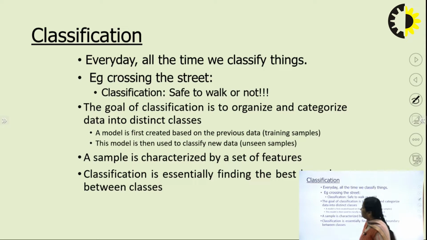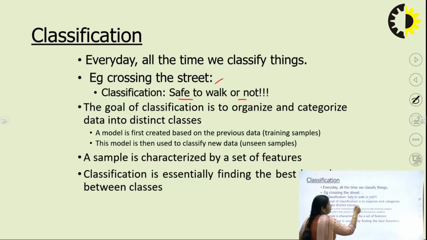Every day, we classify things. For example, let me say I am crossing the street. When I am crossing the street, I decide whether it is safe to walk on the road or not. When I decide that it is safe to walk, then we cross the street. So when we are deciding whether it is safe to walk or not, what we are actually doing is yes or no classification.